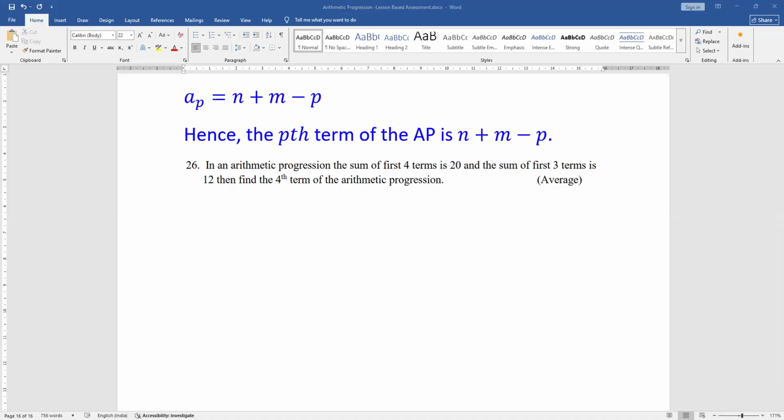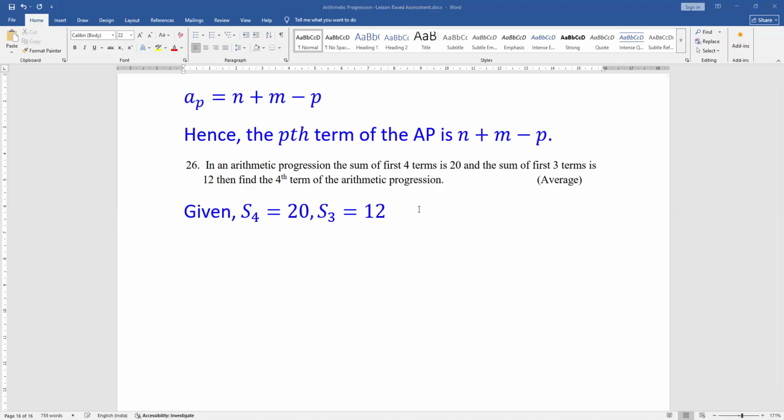Here they're given the sum of first four terms, which is going to be 20, and the sum of first three terms, which is 12. So we need to find out the fourth term, that is A4. First, we will write down what is given here. Given: S4 is 20 and S3 is 12.